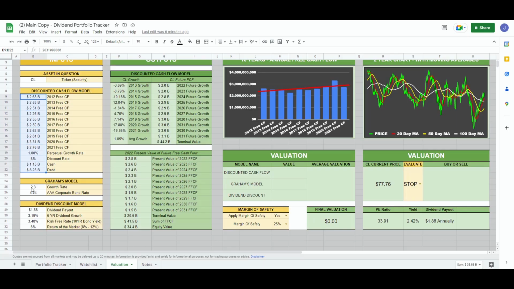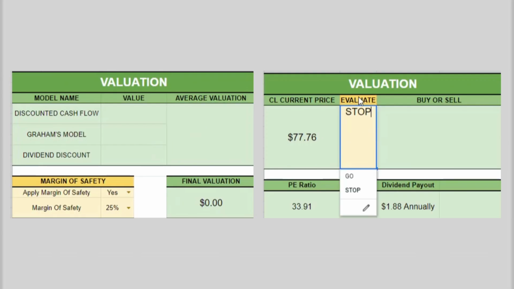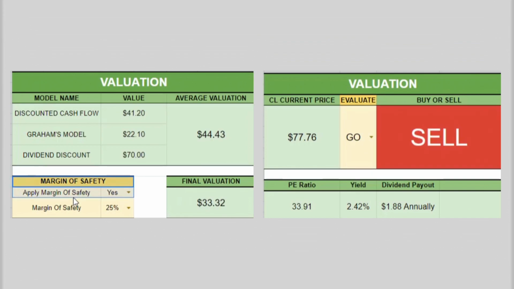So now that we have filled out the 3 separate valuations, we come over here and click go for our valuation. If you want to change your margin of safety, you can change it here, or you can not apply a margin of safety and see if it changes anything. We're going to apply a 25% margin of safety.